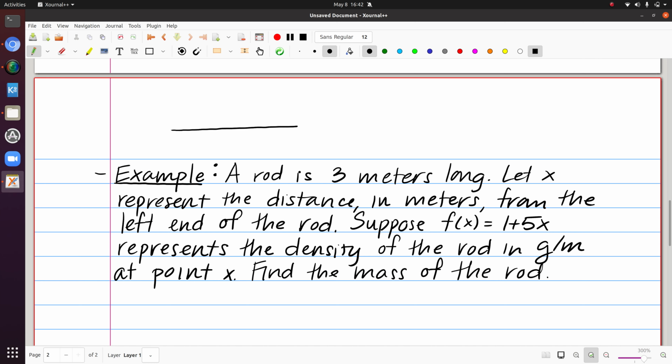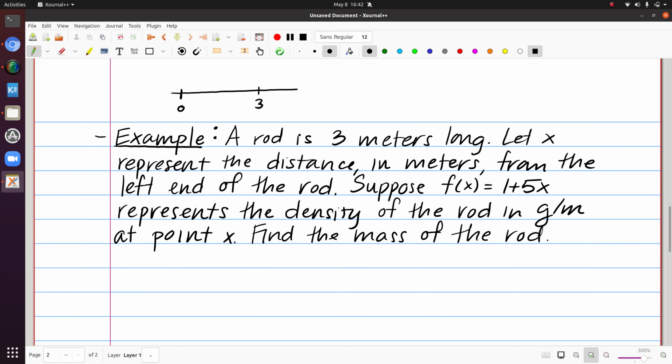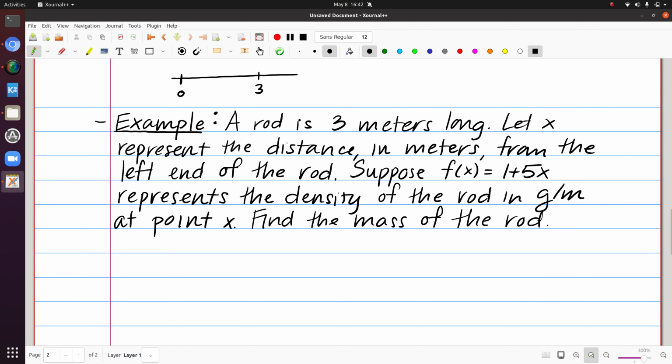Well, that means that when we're at the left end of the rod, x should be 0. So we can think about my interval as starting at 0, and of course, because it's 3 meters long, I'm going to go from 0 to 3. So that tells me the bounds. We want to find the mass of the rod, so we want to integrate f of x, and I want to integrate it over the necessary bounds, in this case 0 to 3.